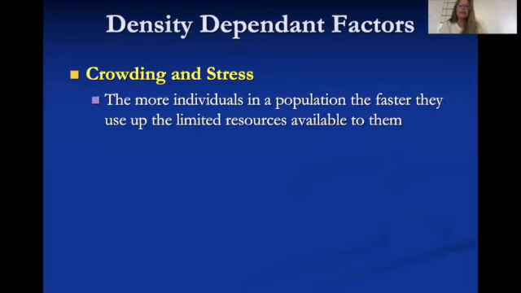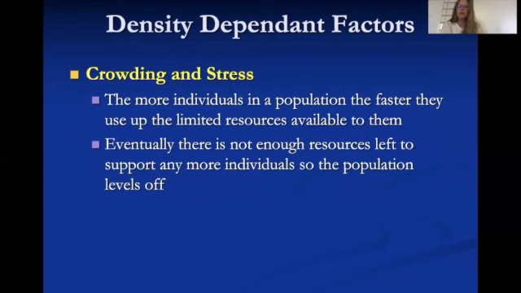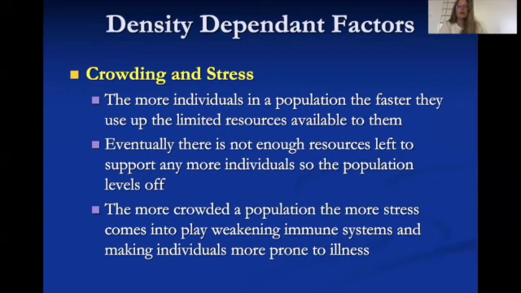Crowding and stress. The more individuals in a population, the faster they use up the resources. The less the resources, the more stress on the individual. The more crowded the population, the more stress comes in, and the more stressed you are, the more weakened your immune system is. So think about all of your teachers that are stressed to the max right now. Our immune systems are probably at rock bottom, and so we are more prone to disease. And if we are in a high density area, we are more prone to catch disease because our immune system's weakened by the stress. This is why I haven't eaten in a restaurant, right? I don't want to be in a dense area when I know my immune system is weakened.